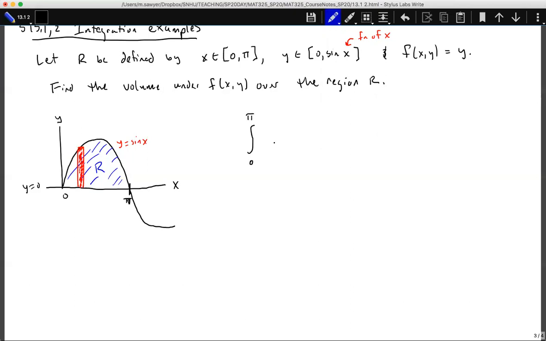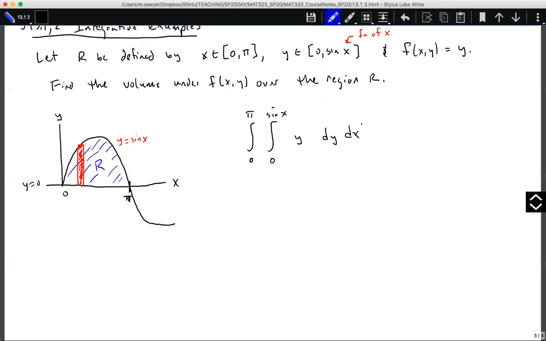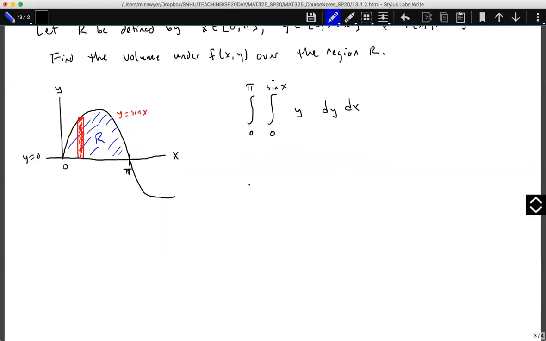So x goes from 0 to pi, y goes from 0 to sine of x, and our function is y. We go from dy dx here. As we integrate this, we see that our inner integral is from 0 to sine of x of y dy.